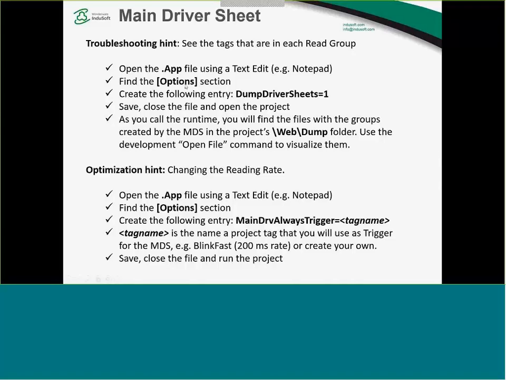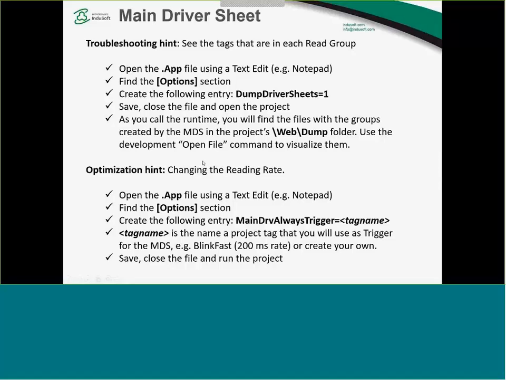And then you're going to find a section called Options, where you're going to add this entry here, dump driver sheets equals 1. When you save, open the project again, run the runtime, you're going to see that all the driver sheets, all the groups, virtual groups, are going to be dumped into driver sheets on the project's web dump folder. Then you can go back in development and use the open file command to visualize these files that were dumped or exported.